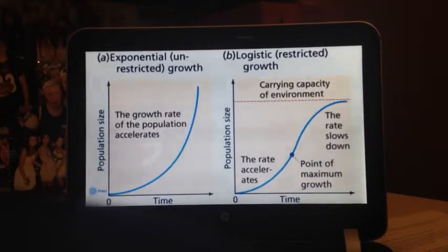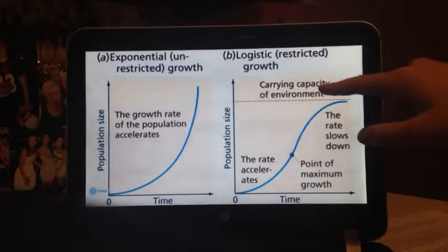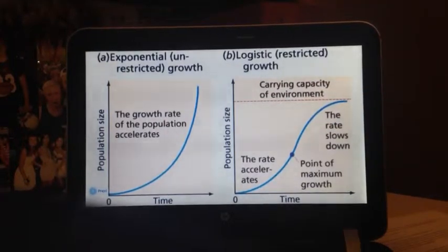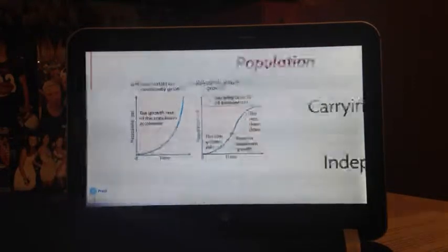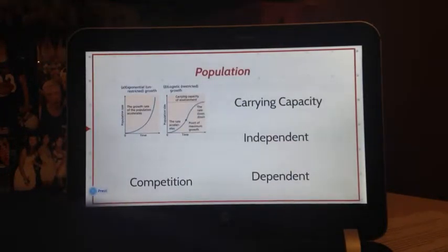The place that the graph levels off is called the carrying capacity. Carrying capacity is very important, and it's important to know that it's always changing. Some causes of the population leveling off or population reduction are density independent and density dependent reduction. Independent includes natural disasters, logging, and habitat loss. Dependent includes predation and competition.